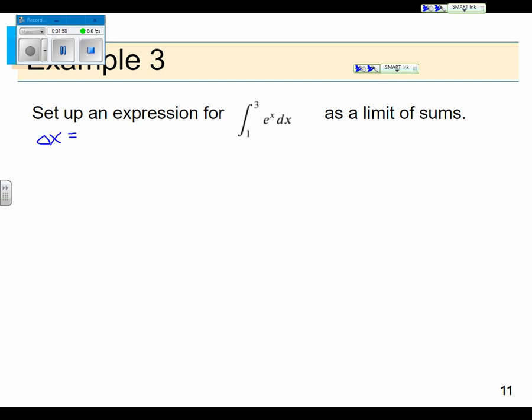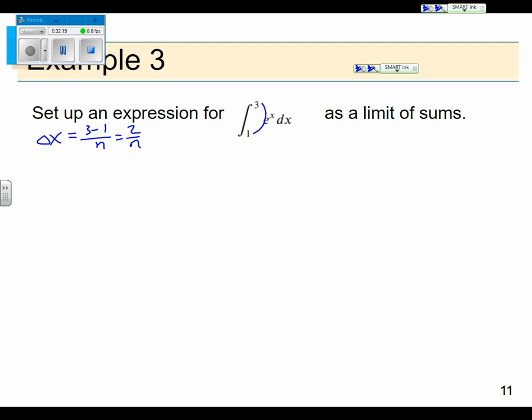I got delta x equals b minus a over n. In this case, it's going to be 3 minus 1 over n. So, 3 minus 1. This is my 5th video I've made today, so I do reserve the right to make a 3 minus 1 mistake like that. It's going to be 2 over n.